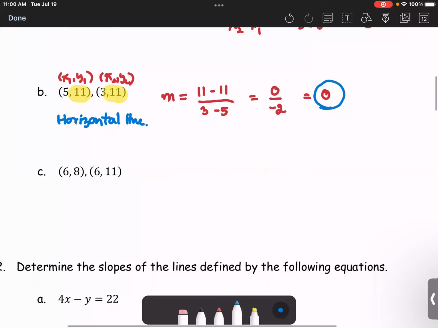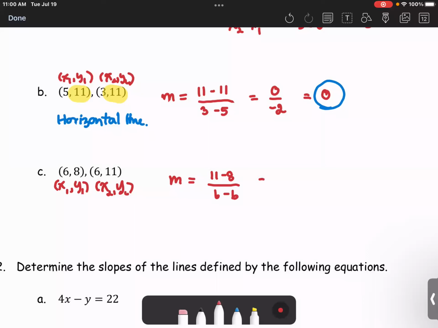For part C, the two coordinates x1, y1 is 6, 8, and x2, y2 is 6, 11. The slope is with the formula y2 minus y1, or 11 minus 8, divided by x2 minus x1, or 6 minus 6. Simplify to be 3 divided by 0. In this case, any real number divided by 0, the result is undefined.